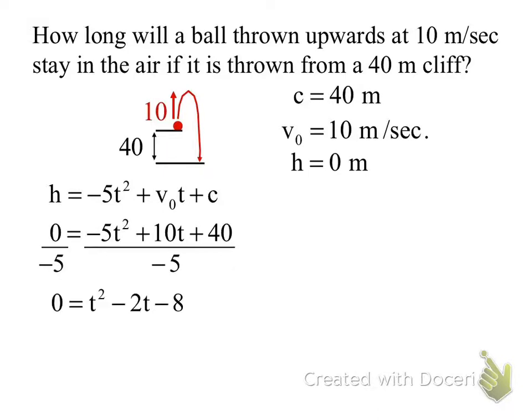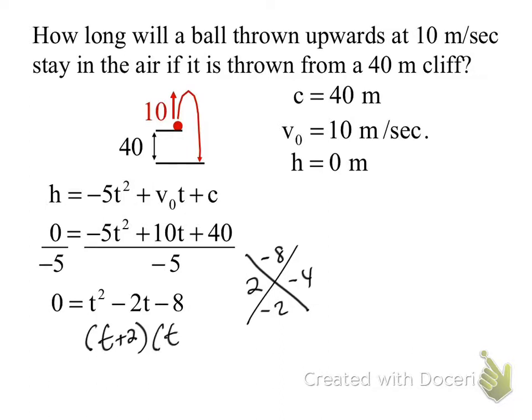Right? And then what multiplies to -8 and adds to -2? -4 and 2. So I get t plus 2. Thank you. T plus 2 times t minus 4 equals 0. And so t is equal to 4 and t is equal to -2.